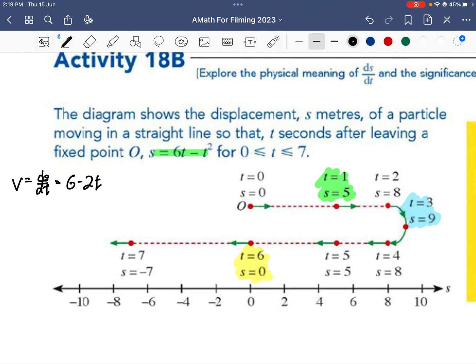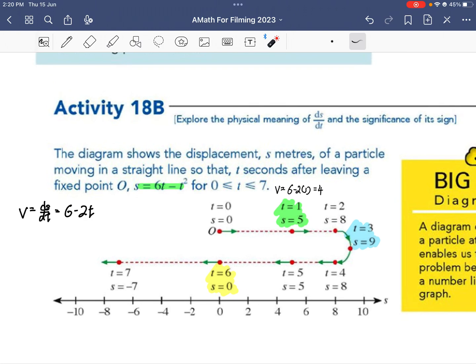Now I want the velocity. Velocity is 6 minus 2t. So it's 6 minus 2 times 1, so my velocity is 4. That means at this point in time, when the particle is here, the displacement is 5 and the velocity is 4. Notice that velocity is a vector, which means there is a direction. So it's moving towards the positive direction, to the right at 4 meters per second.